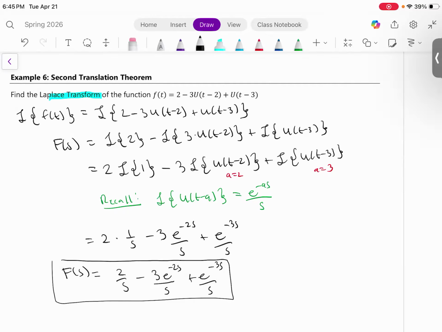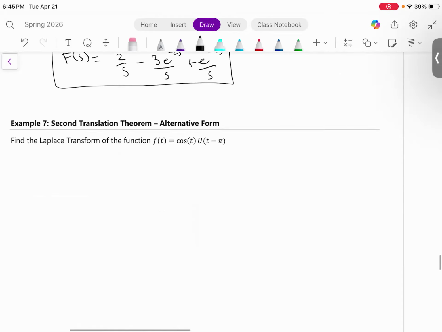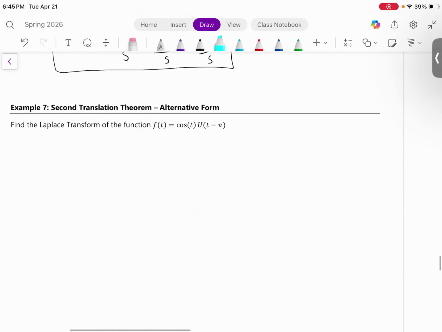Okay, so let's move on to the next example, which is the second translation theorem, but this time we're using the alternative form. So we want to find a Laplace transform of the function f of t equals cosine of t times the unit step function u of t minus pi. All right, so we want to find the Laplace of cosine of t times a unit step function t minus pi.